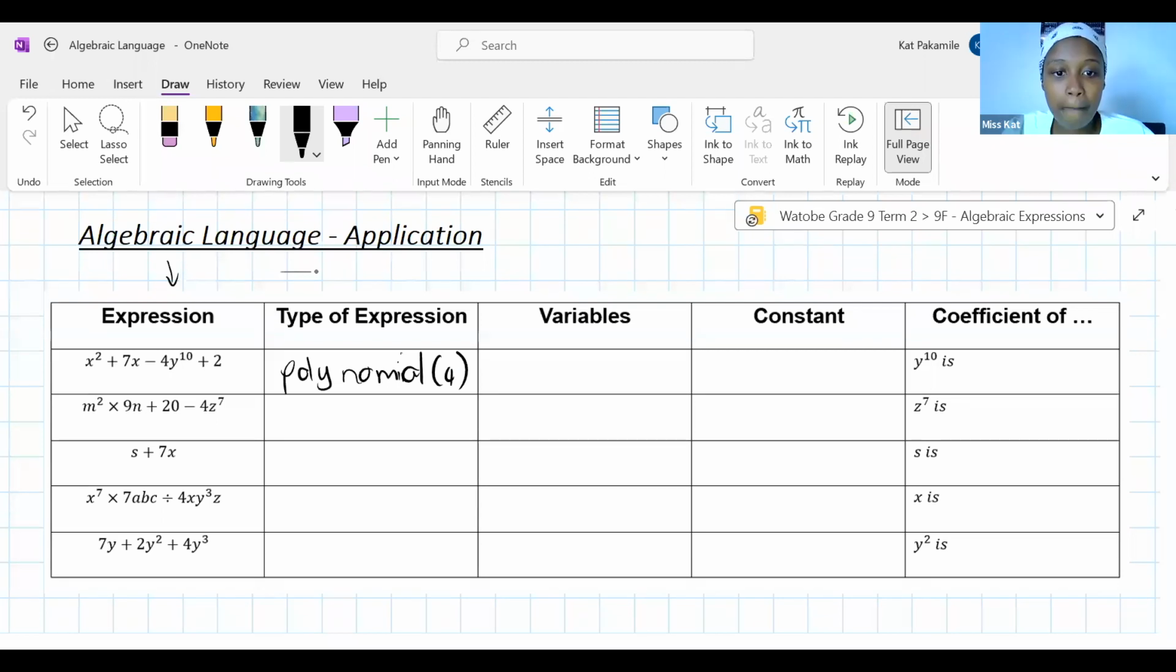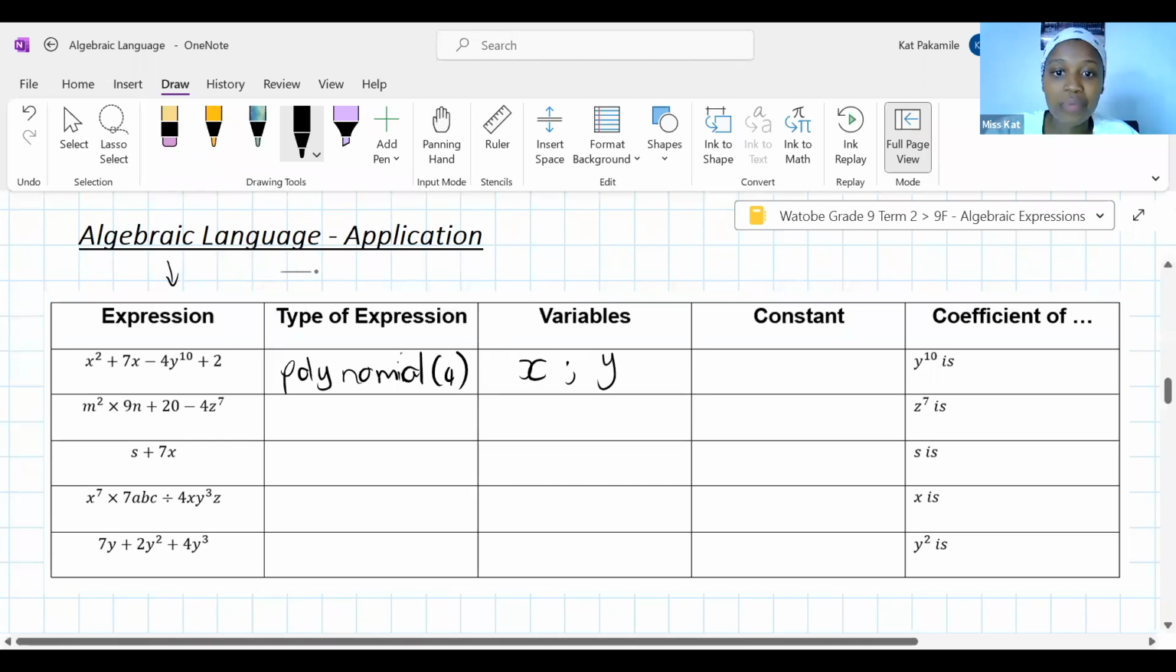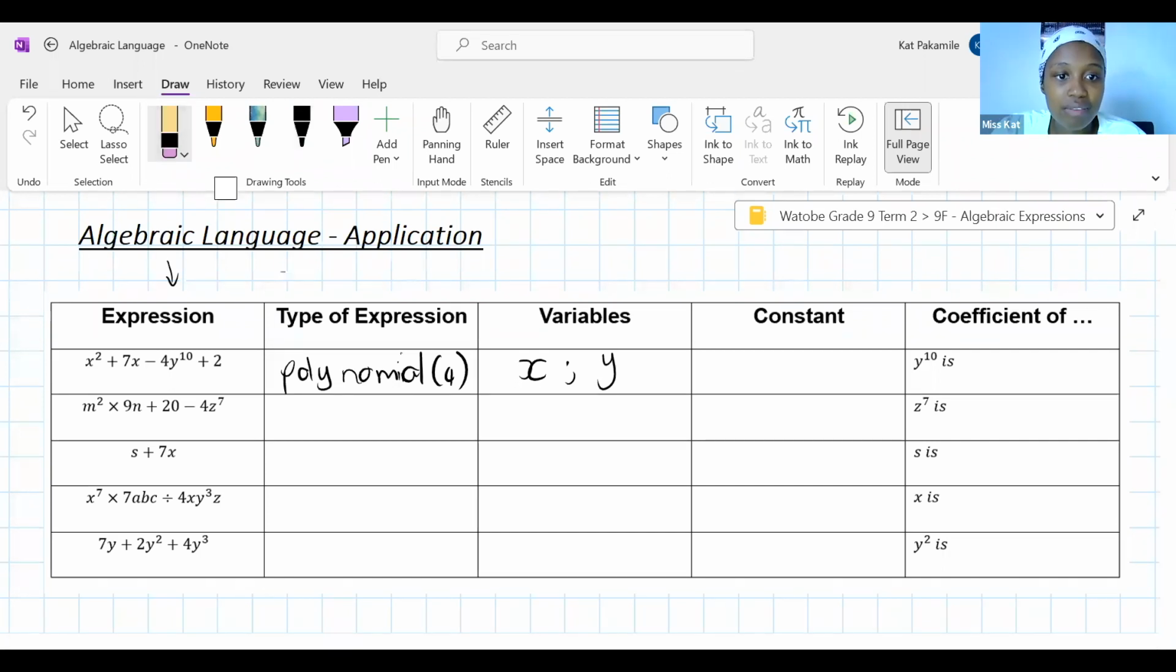Ma'am, it is x squared, x and y. Thank you very much, Oratile. You are helping me point out something very, very important. Remember, when we talk about variables, we do not include the exponents. You just tell me the letters. Okay. What is the constant in this expression?